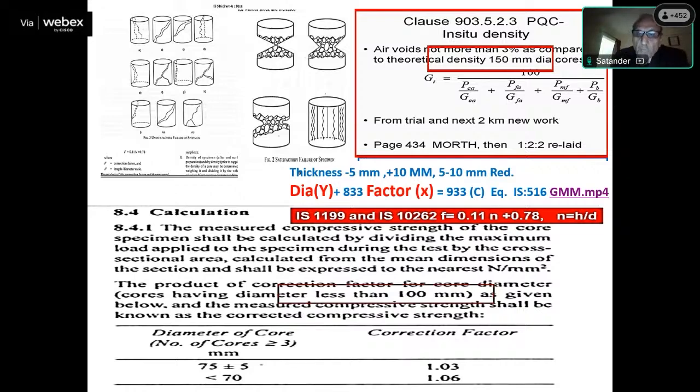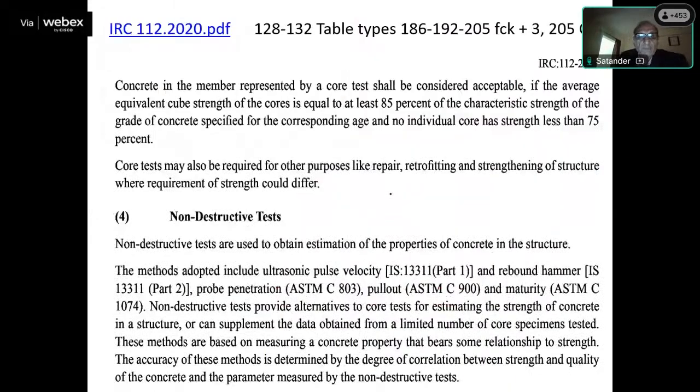And how to find percentage of void? Specific gravity minus density divided by specific gravity into 100. Because in all the three cases, your dry mass is constant. Difference is only of the volume. So these are the things I am showing you.